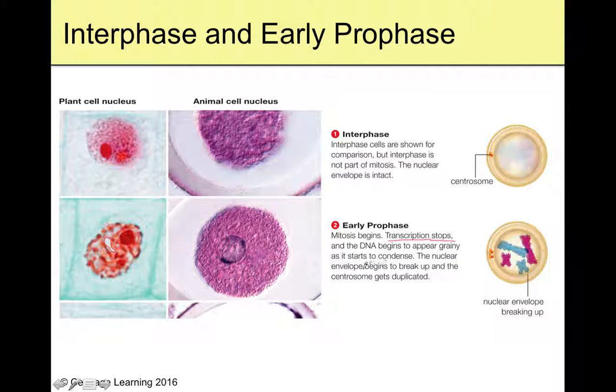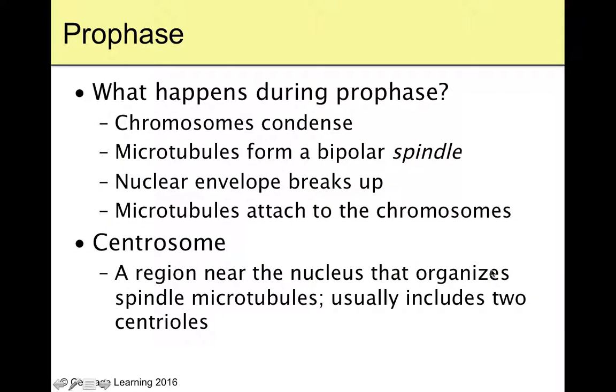So the nuclear envelope is going to break up, and our centrosomes are going to become duplicated because we're going to need these little guys right here to organize our microtubules for us and drag our chromosomes where they need to be. So that's prophase. No nuclear envelope, dense chromosomes, centrosomes duplicating.